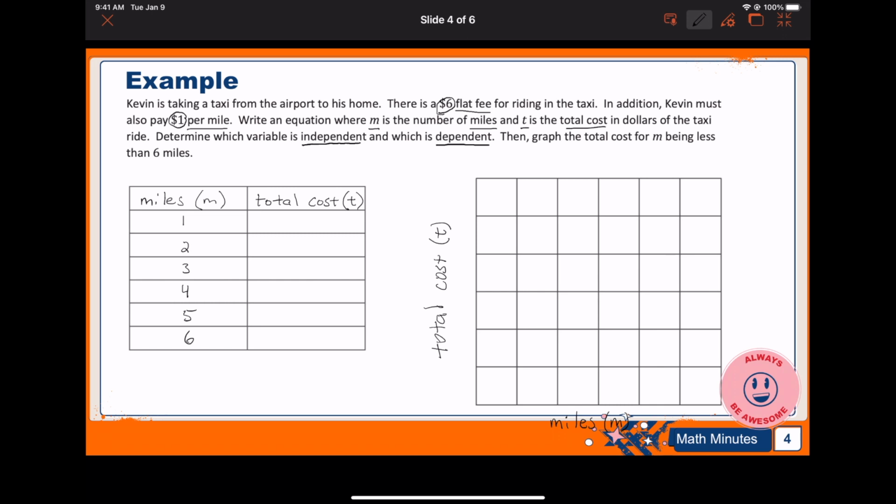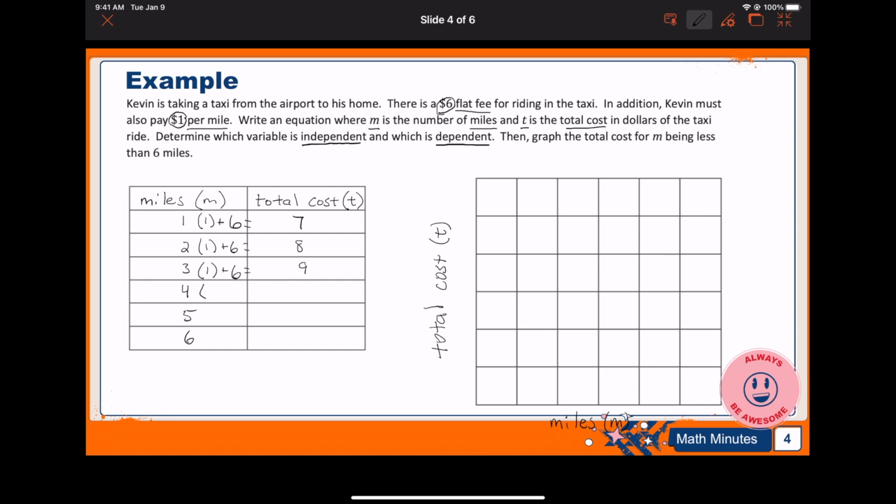So if I'm going 1 mile away, well, 1 mile at $1 a mile, plus my $6 that it costs for my flat fee, gives me a total of $7. And if I do 2 miles at $1 a mile, and then I add in my $6 flat fee, gives me a total cost of $8, and so on. So we see that the fee is $1 per mile. So we're really just taking the number of miles and then adding 6, and that's going to give us our total cost.